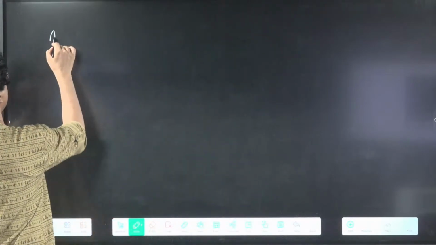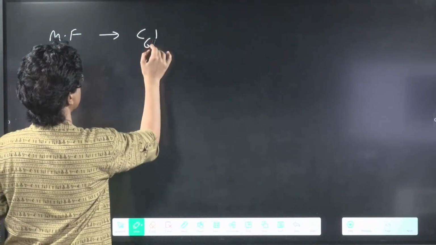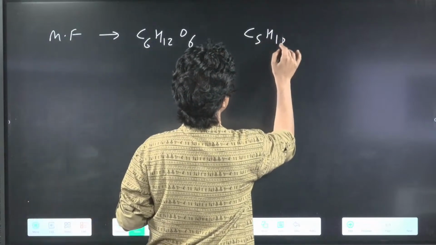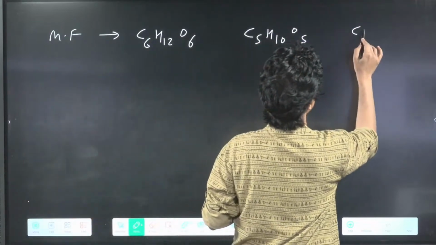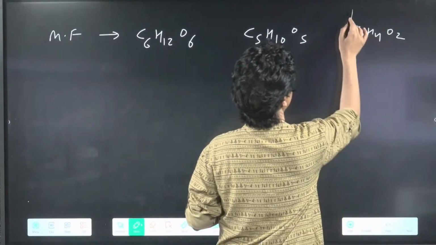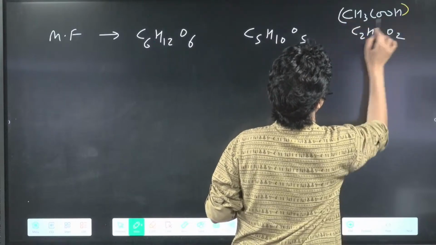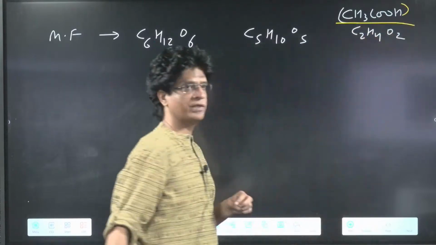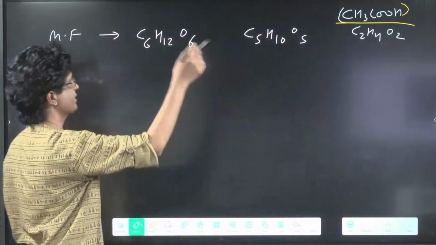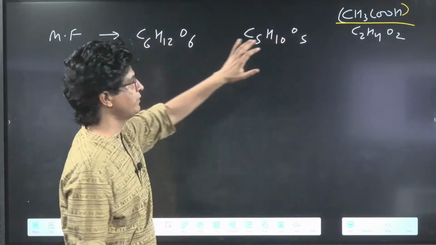So let's begin with the molecular formula first of all. For example, I'm taking three examples: C6H12O6, C5H10O5, and C2H4O2. This is nothing but acetic acid, CH3COOH. Now see, these are different molecules. For example, this is glucose and that is, say, acetic acid. So the three different formulas.